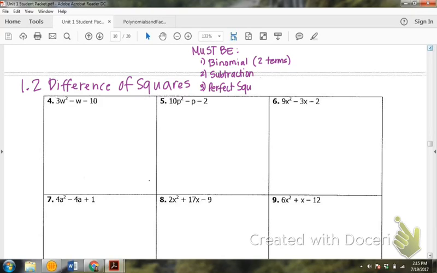Does anyone know what a perfect square is? An example of one? 25, 64, 36. It's any number times itself, so like 6 times 6 makes 36. So 36 is considered the perfect square. 6 is called the square root.